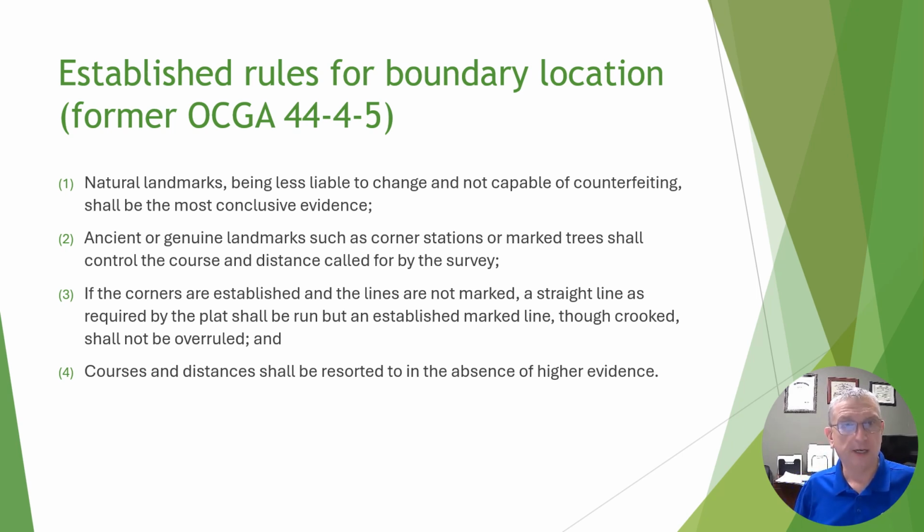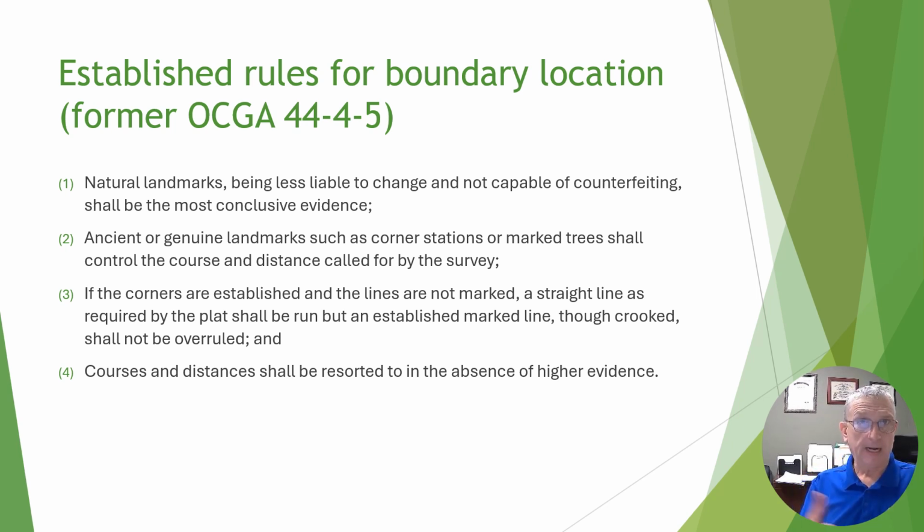Number 1, natural landmarks being less liable to change and not capable of counterfeiting shall be the most conclusive evidence. Think about that. The number 1 in our hierarchy is natural objects. Number 2, ancient or genuine landmarks such as corner stations or marked trees, in other words, artificial evidence left behind by a surveyor, shall control the course and distance called for by the survey. So the monuments control, not the distance called for by the survey. So if the survey says it's 1,200 feet, but the actual landmarks are 1,190 feet apart, well, that 10 feet never existed. You're now controlled to be 1,190.